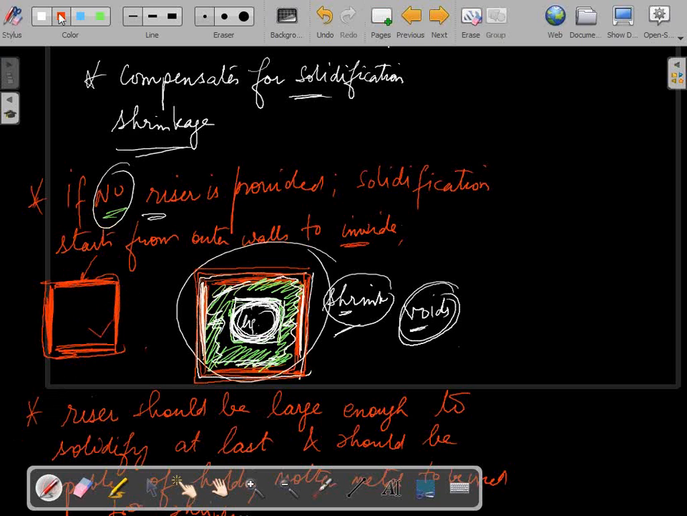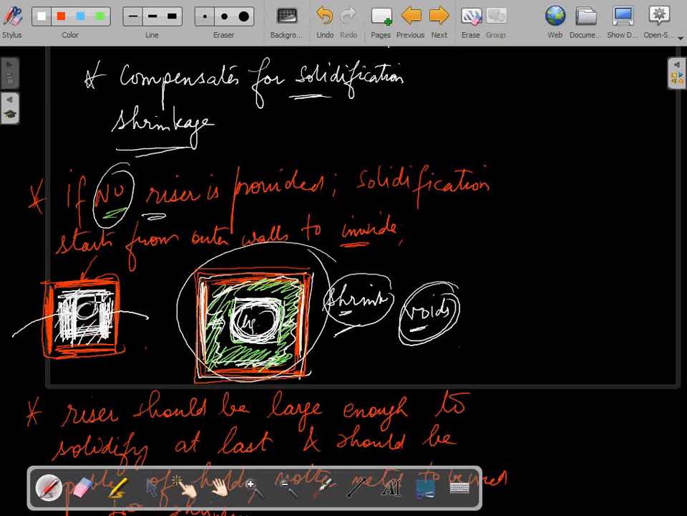Okay, so the freezing starts from outside to the inside. So the inner core of the cavity is still liquid, and after some time this core is surrounded by a very thick sheet of solid. This is completely frozen. And the inner core is still liquid. Now what happens, your casting is still cooling down to the ambient temperature.